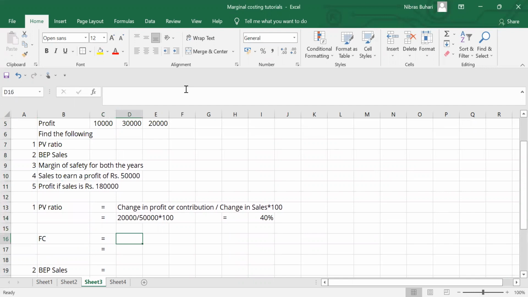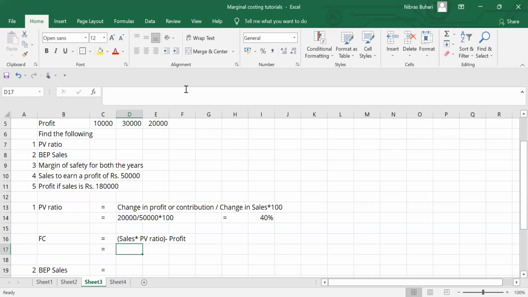So you need to find fixed cost. To find fixed cost, use the formula sales into PV ratio minus profit. See, to find profit, we use the formula sales into PV ratio minus fixed cost. So from that formula, I have just interchanged fixed cost and profit. That's it. But which sales should I use?